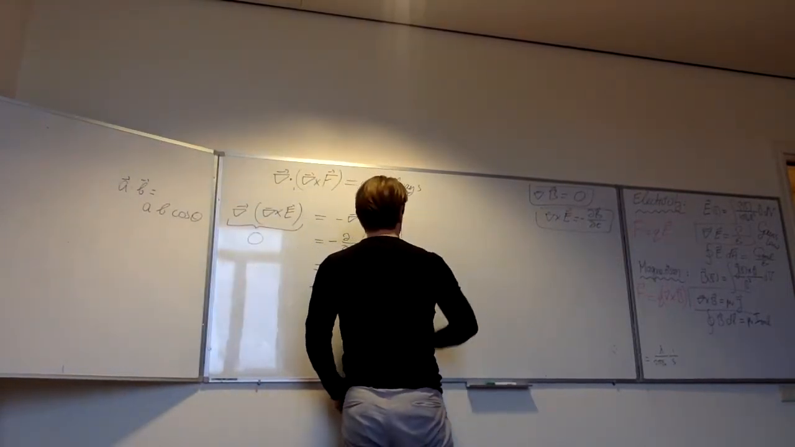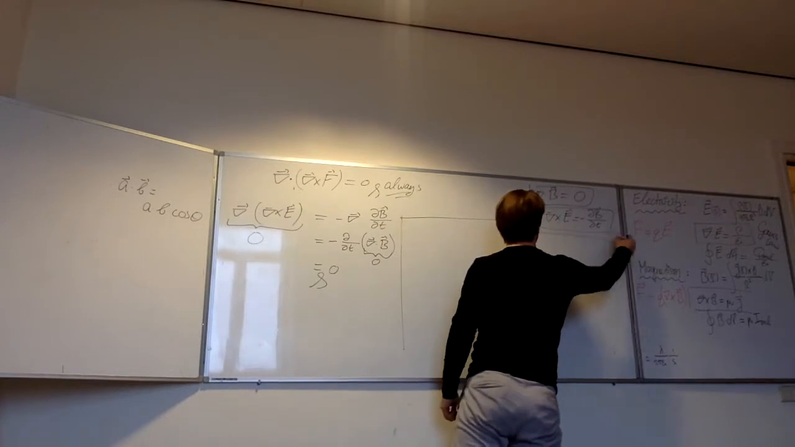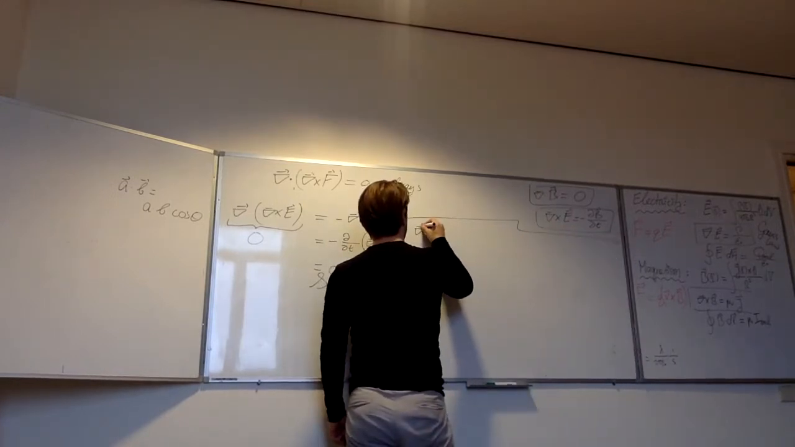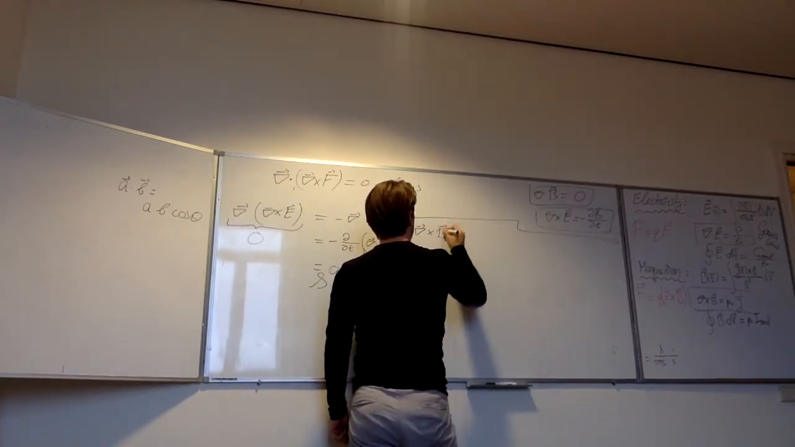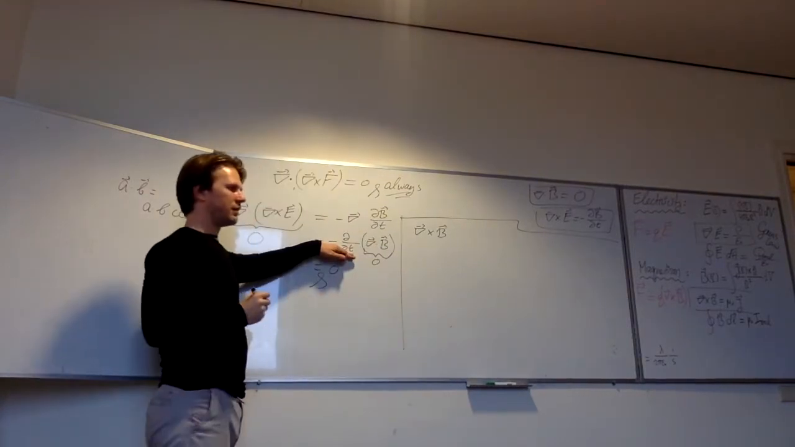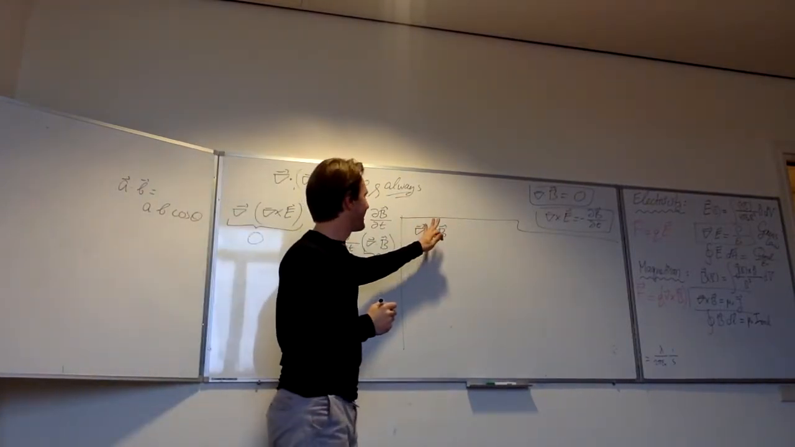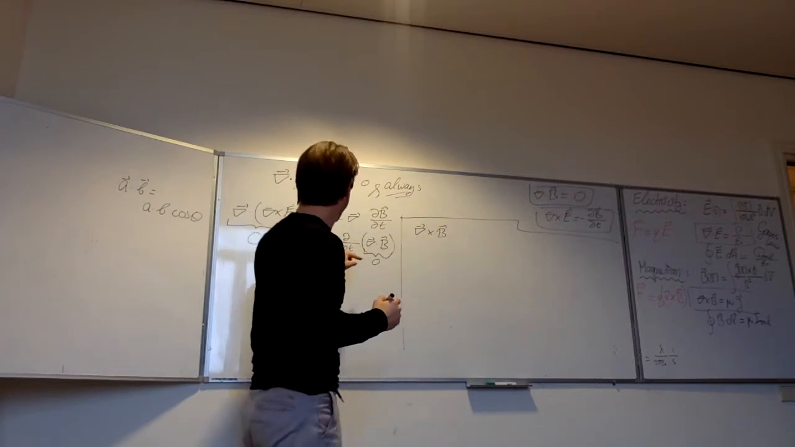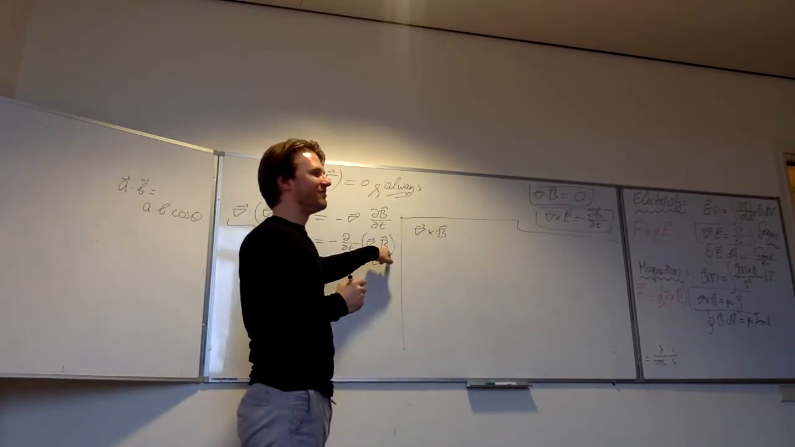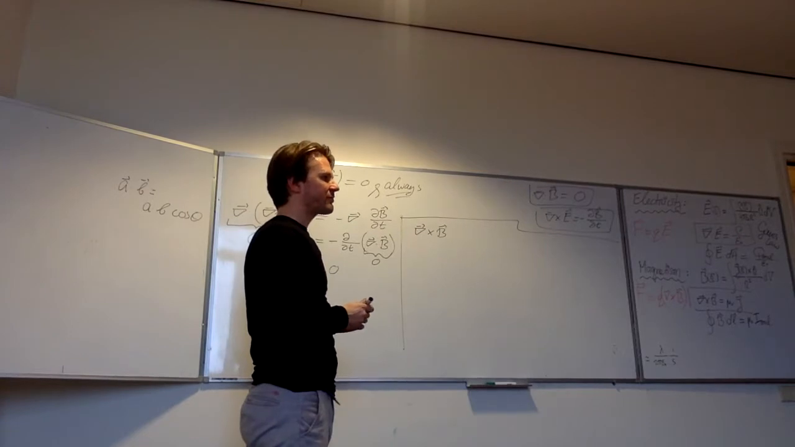Now for the curl of the magnetic field. Wait, can I ask one thing? If you take one step back, a little bit to the right, where you have the triangle times the B. So if we didn't know that that equals 0, how would you still prove it?